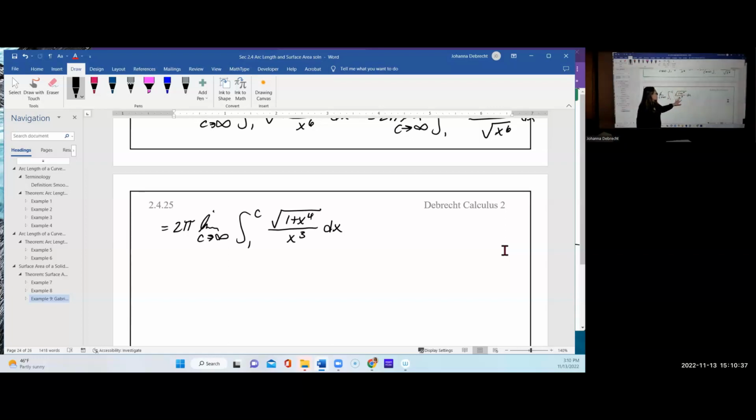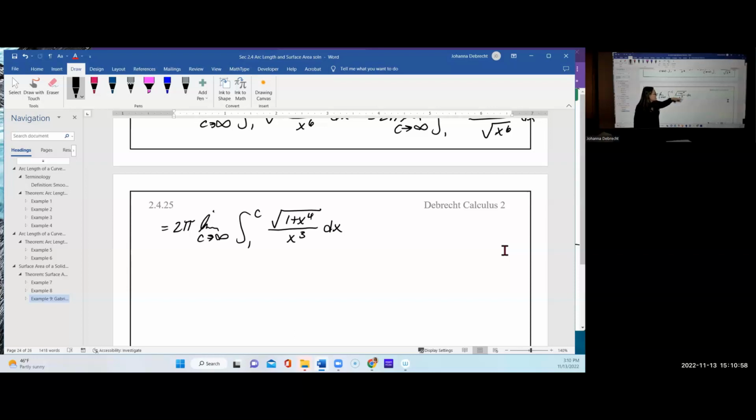This is not something that we can easily evaluate. Yes, you could go look it up in a table, but all I need to figure out is: is this a finite or not? Is this a finite amount of paint? Now, if this +1 wasn't here, I could integrate it very, very easily.